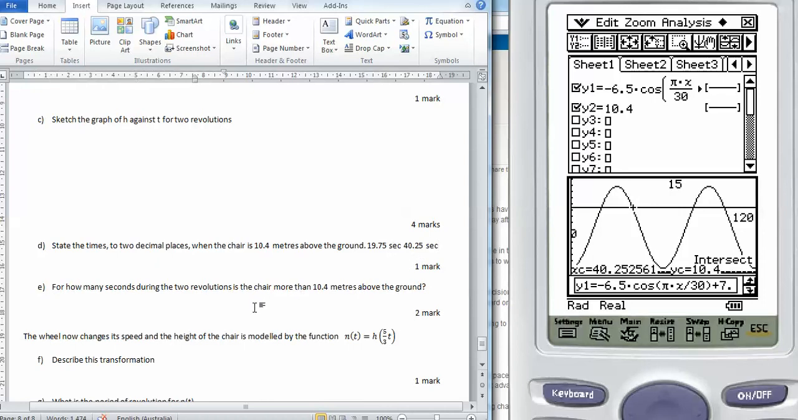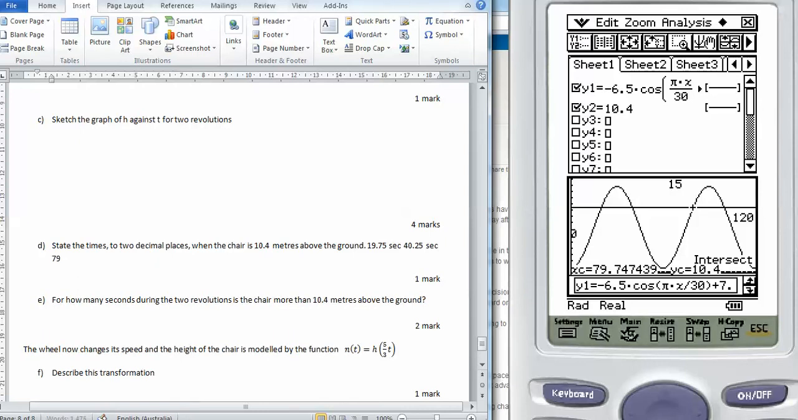For how many seconds during the 2 revolutions is the chair more than, okay, so I've got to do, that's 79.75. And lastly, the last one is 100.25. That's the 4 times, and it's 10.4 in the 2 revolutions. How many seconds during the 2 revolutions is it more than 10.4 metres above the ground?